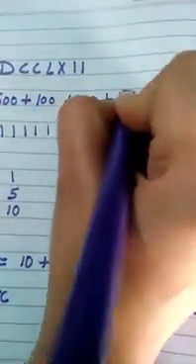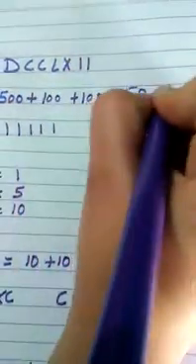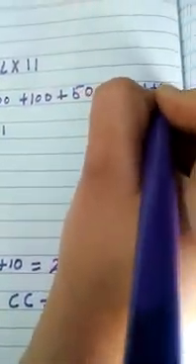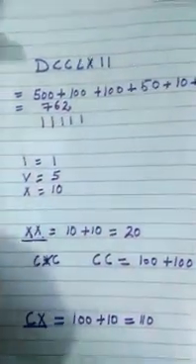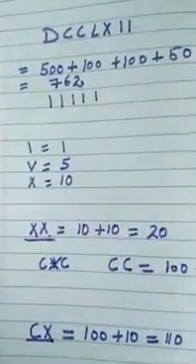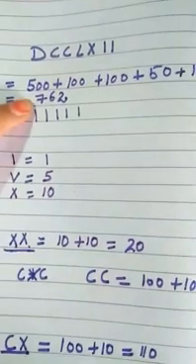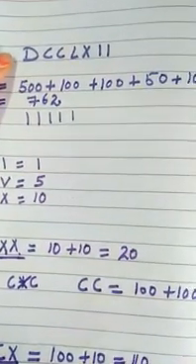Plus what is the value of L? 50. And what is the value of X? 10. And what is the value of I? 1 plus 1. Now we will count. 500, 600, 700, 750, 760, 61, 62. And the value is 762. In Hindu-Arabic, this is 762, and in Roman numbers we can write it like this.